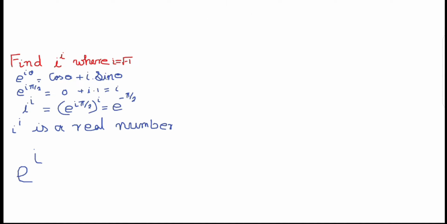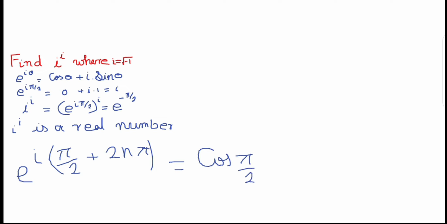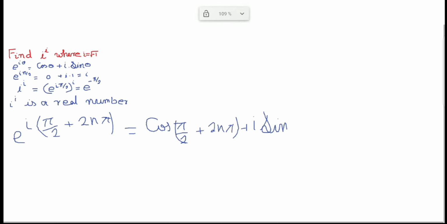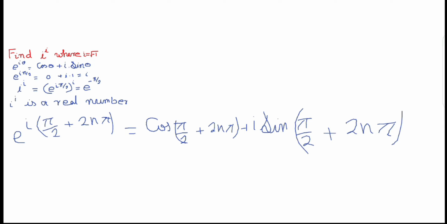e to the power i times pi by 2 plus 2n pi is equal to cos of pi by 2 plus 2n pi, plus i sin of pi by 2 plus 2n pi. And that is again equal to i.